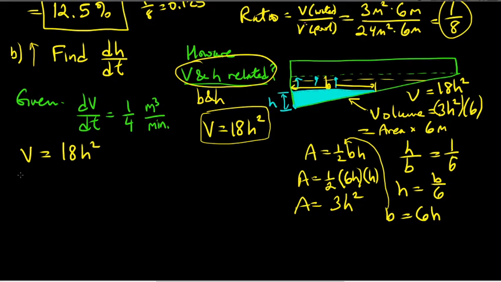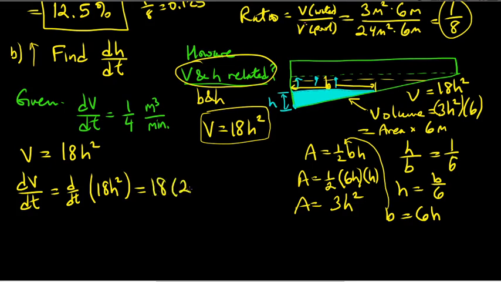Now comes the calculus. Now we take the derivative of V, right? And you can say this is explicit differentiation because it's just the derivative of V. The 18 is a constant, and the derivative of h squared is not 2h. Remember the chain rule here: 2h times the derivative of h. After all, this is what we're looking for.